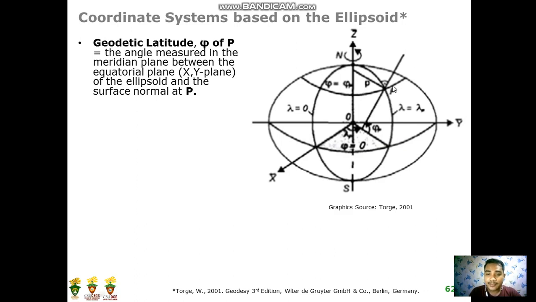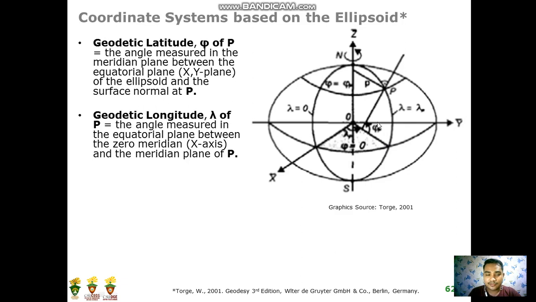So at point P, we imagine a tangent line there, and from that tangent line we form 90 degrees, and that line is the normal line of point P. So from the equator, the equatorial plane, toward the normal line at that point P, that is what we call the geodetic latitude.